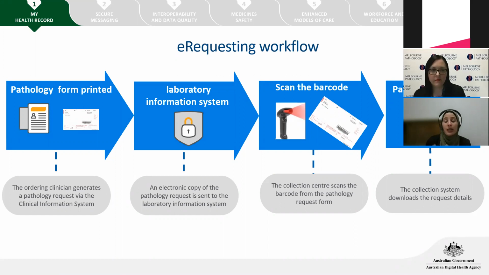And then once it's presented, the barcode on the paper request is scanned, and this will then automatically download all the information there. And then once the results are available, an alert will be sent back to the healthcare provider to let them know it's ready. And then in some cases, which we'll look at in a bit, the results will be available in the person's My Health record.